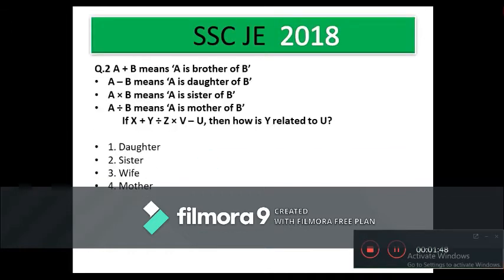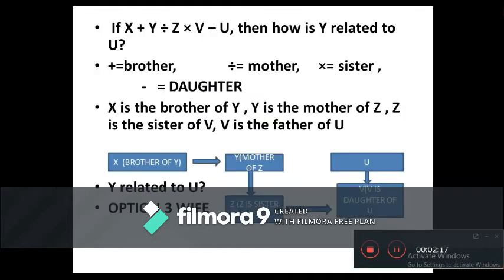Question number 2. If a plus b means a is brother of b, a minus b means a is the daughter of b, a into b means a is the sister of b, a divided by b means a is mother of b. If x plus y divided by z into v minus u, then how is y related to u? The answer is wife. Option number 3. How did we get this answer?